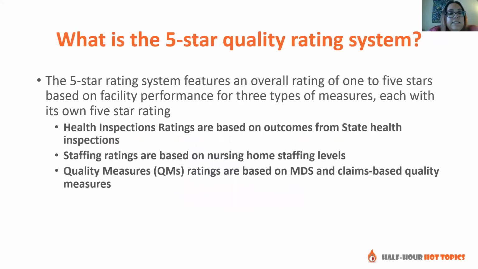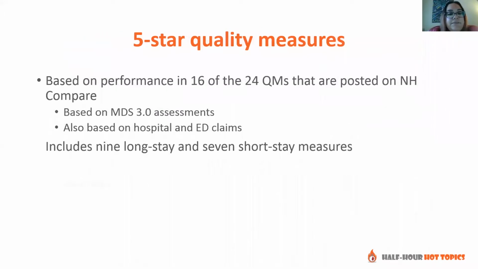The 5-star rating system features an overall rating of 1 to 5 stars based on facility performance for 3 types of measures, each with its own 5-star rating. So they look at health inspections, staffing, and then quality measures. The quality measure aspect is based on performance in 16 of the 24 quality measures that are posted on Nursing Home Compare. And these are based on information derived from the MDS 3.0. They also have claims-based measures which utilize hospital and ED claims. There are 9 long-stay measures and 7 short-stay measures that are utilized for the calculation.